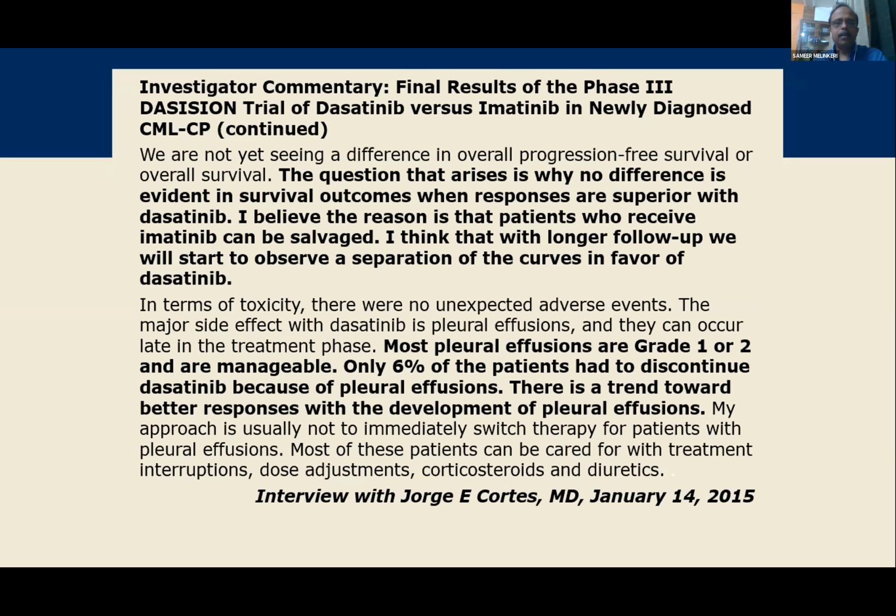So the question is why there is no difference in the survivals, and that is because those who are on imatinib and who don't achieve a good response can always be salvaged. There are salvage therapies. They can move on to second generation TKI or a bone marrow transplant, and ultimately the PFS and OS are not very different.